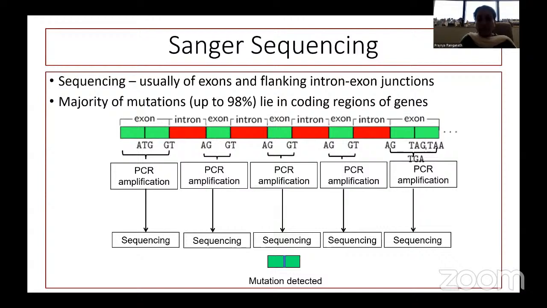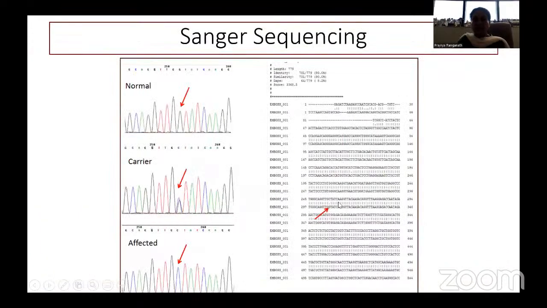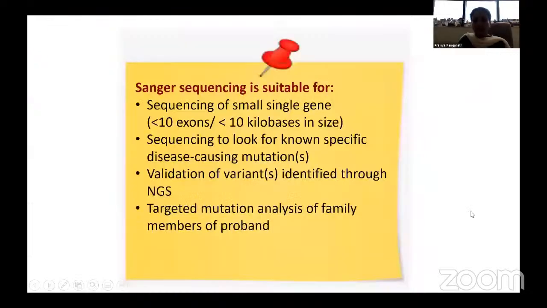Usually we sequence these regions, and intronic regions are sequenced only in a select few cases. After the sequencing is done, you check the sequences, you compare it with the reference sequence, and you try to identify the mutation. So this is what a capillary sequencer looks like, which is used for Sanger sequencing. And this is what your Sanger sequence would look like. And we compare it to the reference sequence to see where the difference lies.